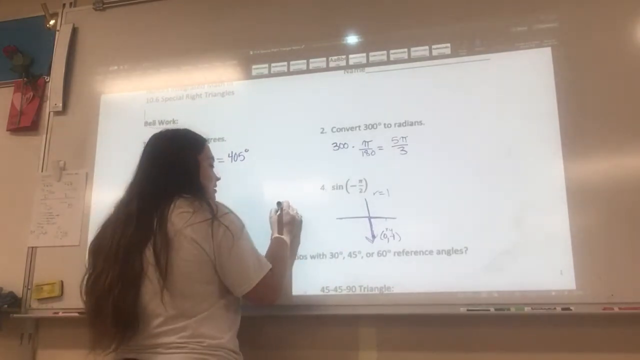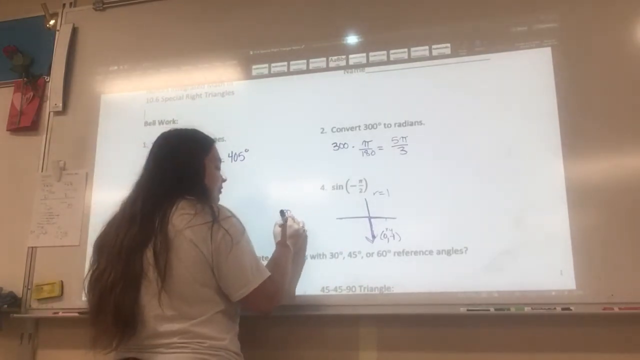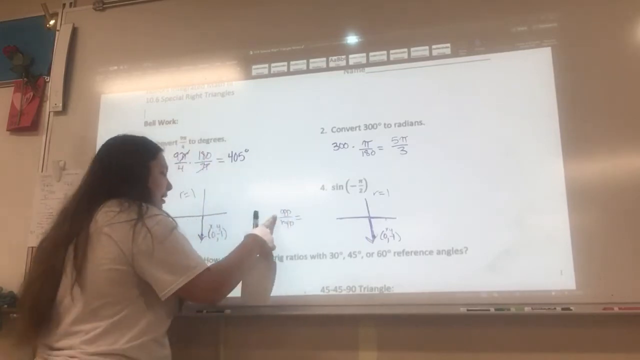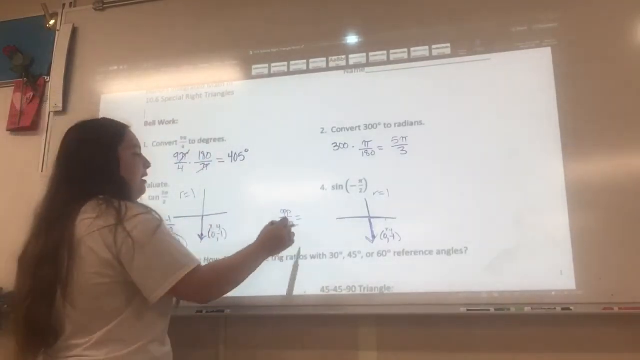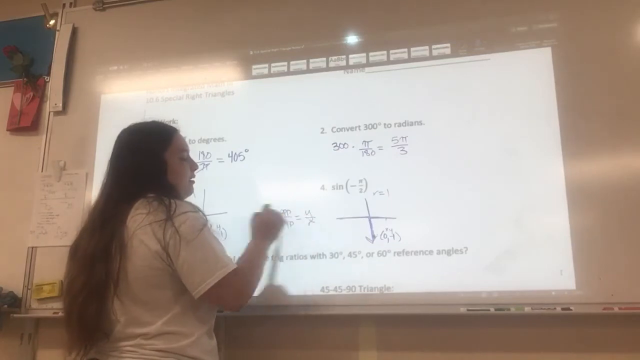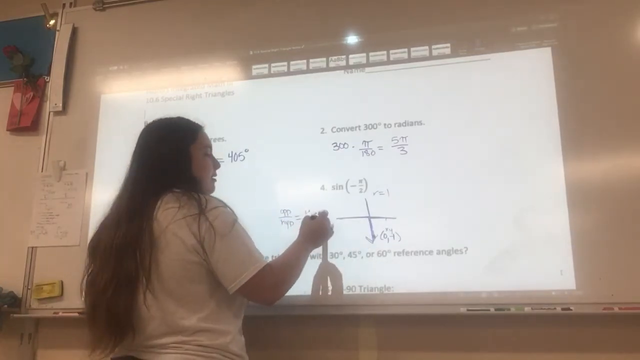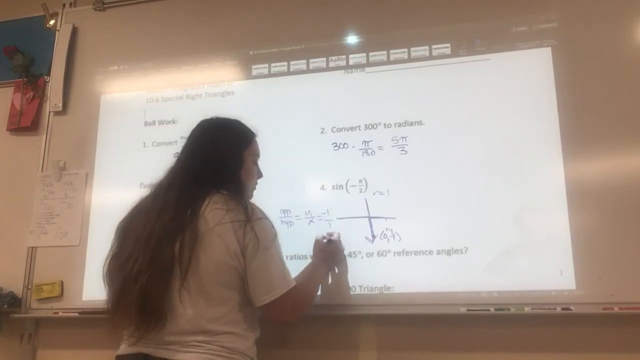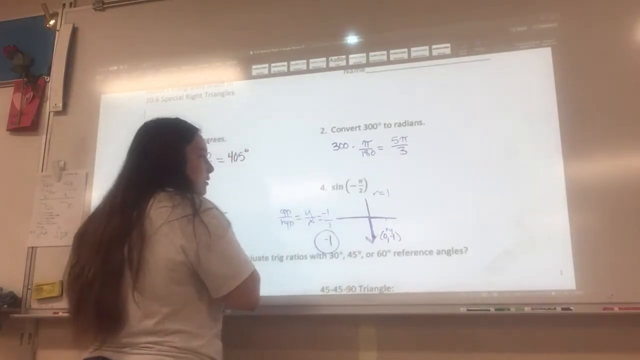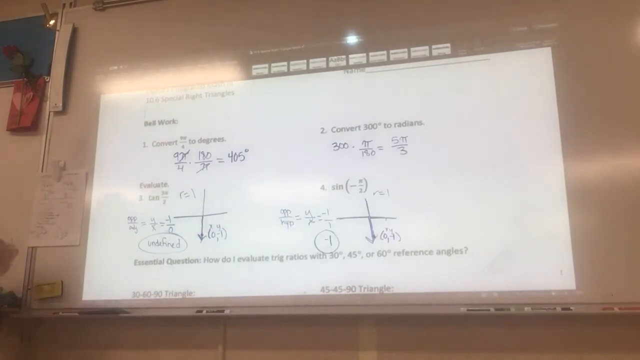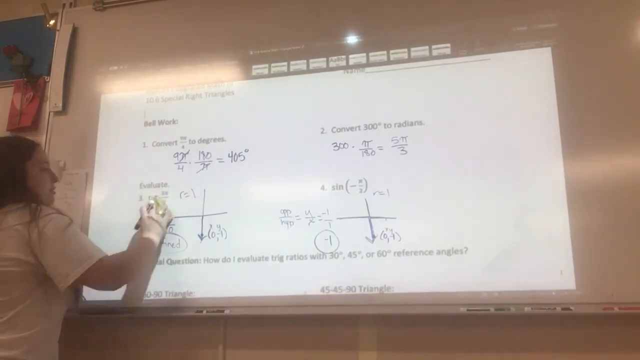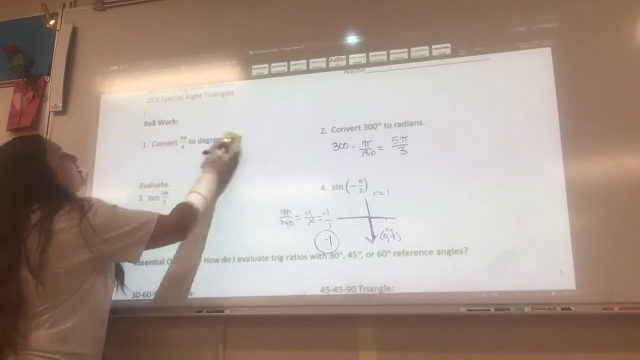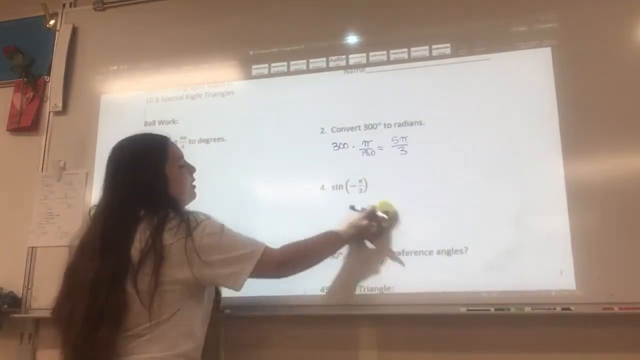Sine, again, is opposite over hypotenuse, but we don't know those. So we have to remember that opposite means y, and our hypotenuse is r. So our y is -1 and our r is 1. So -1 divided by 1 equals -1. So sine of negative pi over 2 is -1. Remembering our quadrantals, seriously, those are so important. It's going to help, I promise.